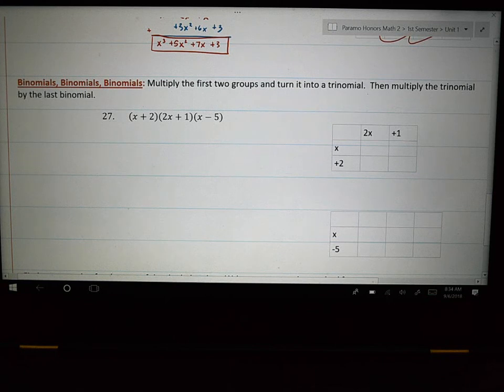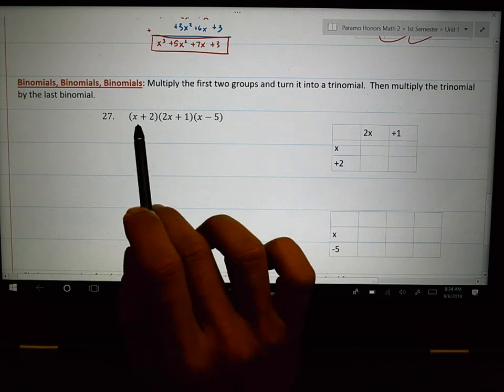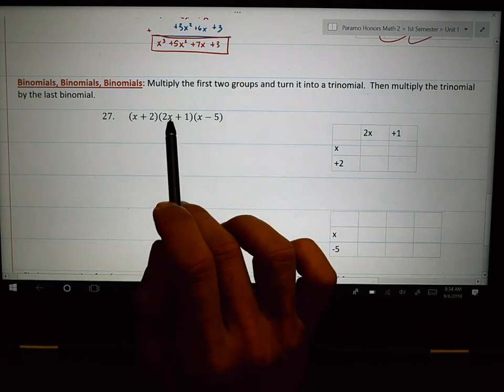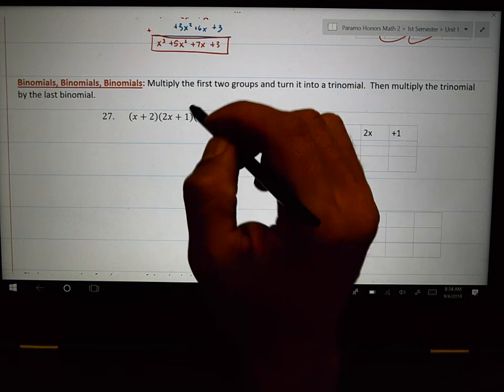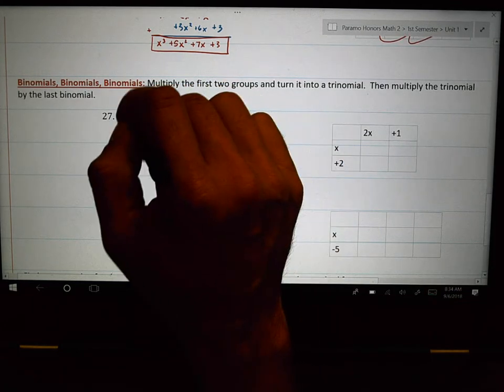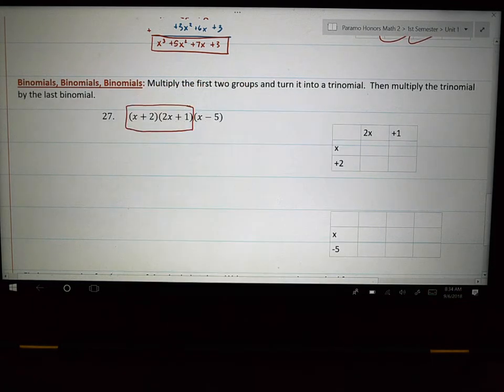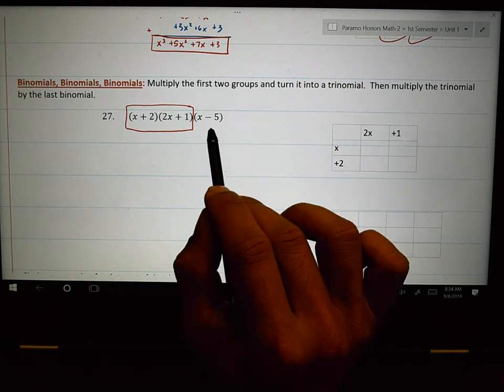Each of these gets progressively more complicated. What happens if you have a binomial multiplied by another binomial multiplied by another binomial? You have to do it in pieces. You have to multiply things left to right. So what I want you to do is I kind of want you to think of the left 2 pieces of number 27 as its own problem. X plus 2 multiplied by the 2x plus 1. We're going to do that and then multiply by x minus 5 later.